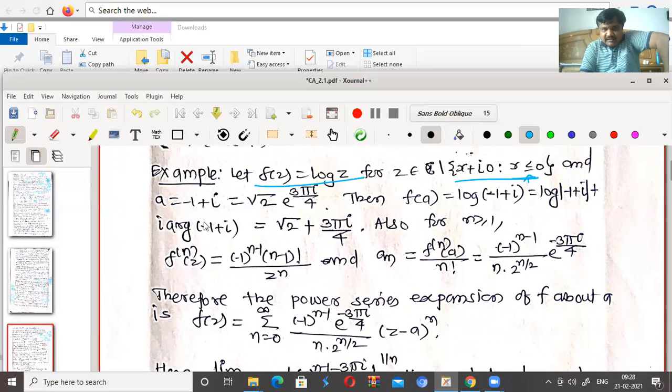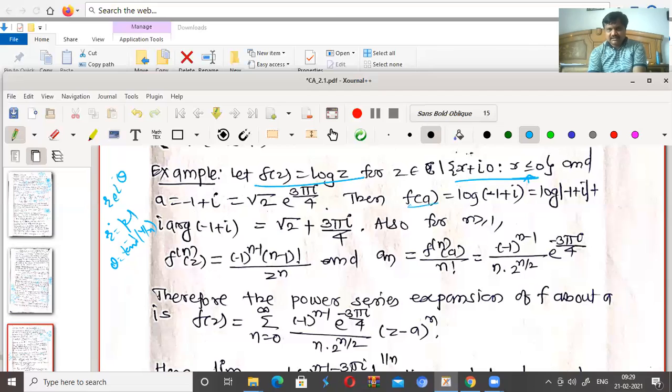If I take a point, that is minus 1 plus i, we know that every complex number can be written as r e to the power i theta, where r is the mod of z and theta is tan inverse of y by x. So what about the mod of this point? Square root of 2 and e to the power i theta. Theta is tan inverse of 1 upon minus 1, which is 3 pi by 4. Okay, that we have taken.